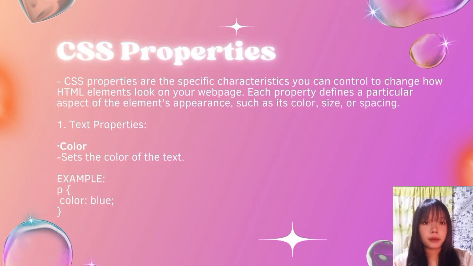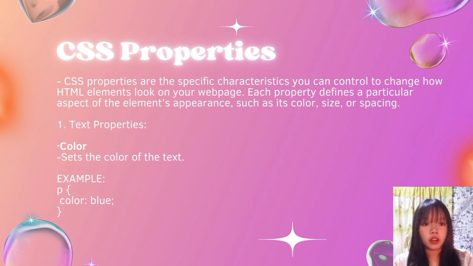The next you have is the properties. These are specific characteristics you can control to change how HTML elements look on your web page. Each property defines a particular aspect of the element's appearance, such as its color, size, and spacing.